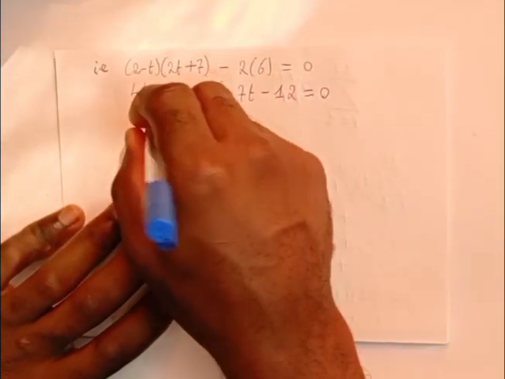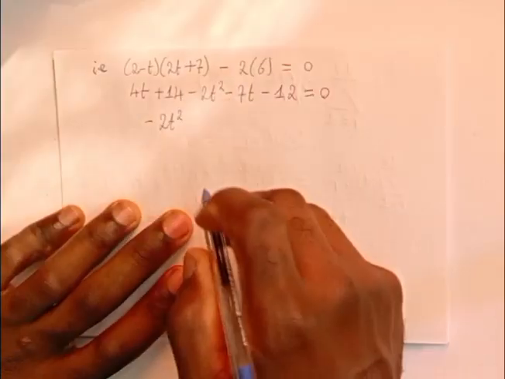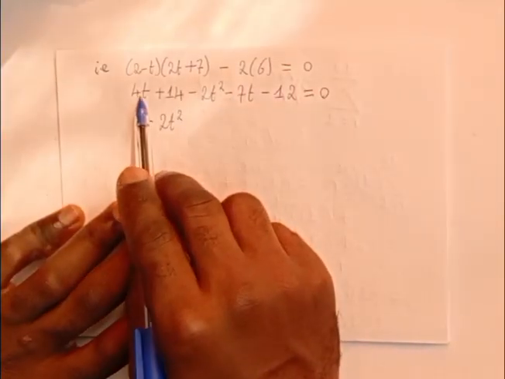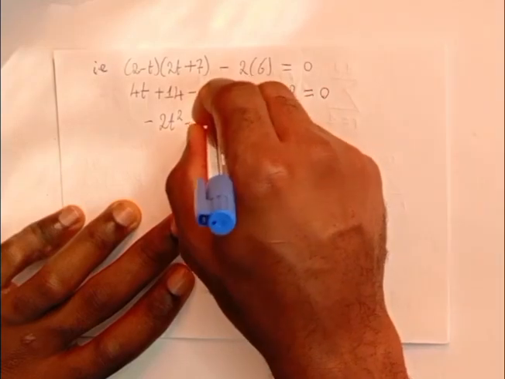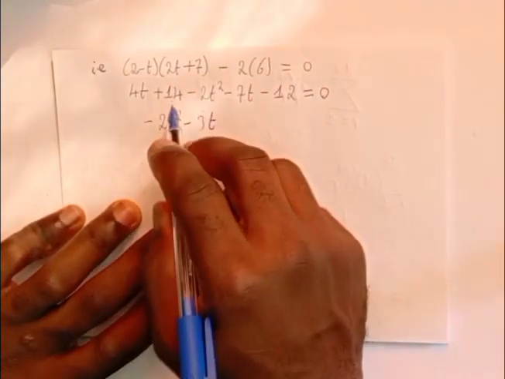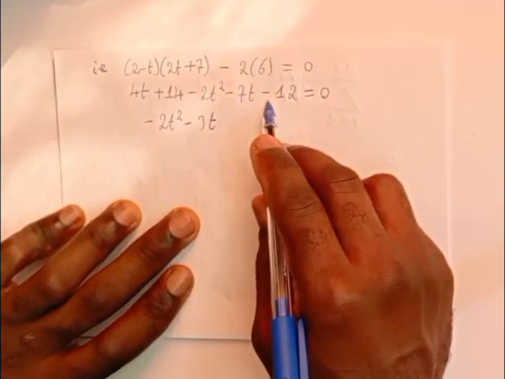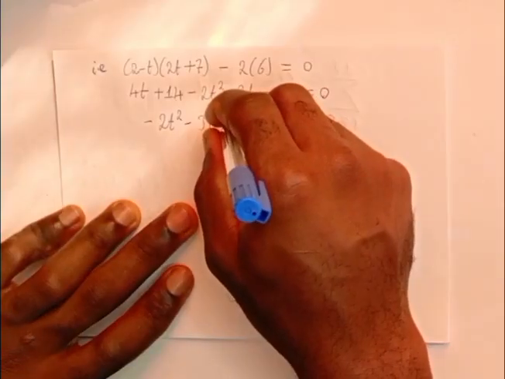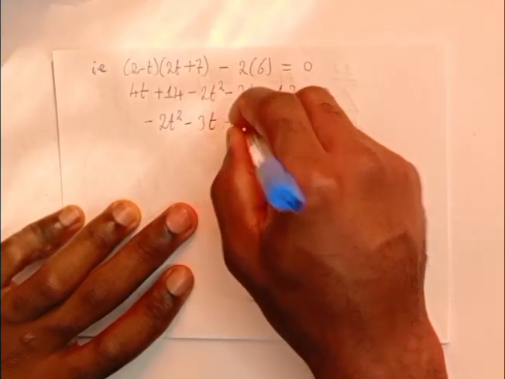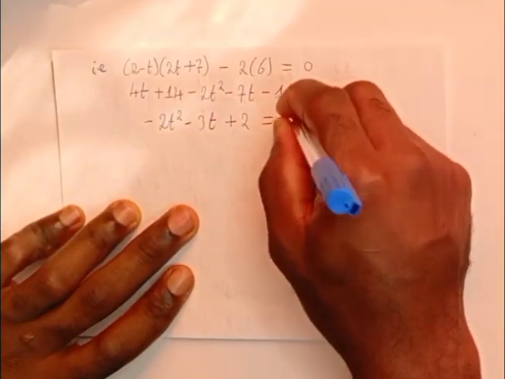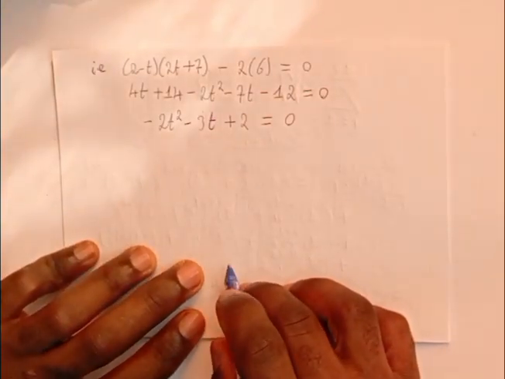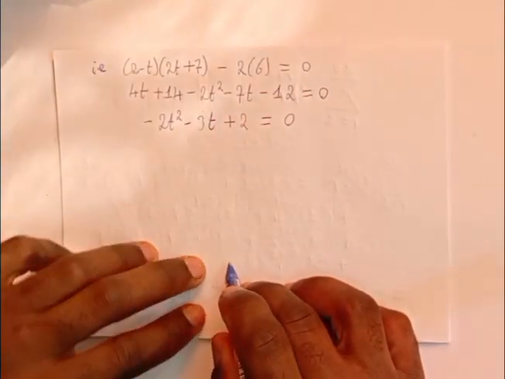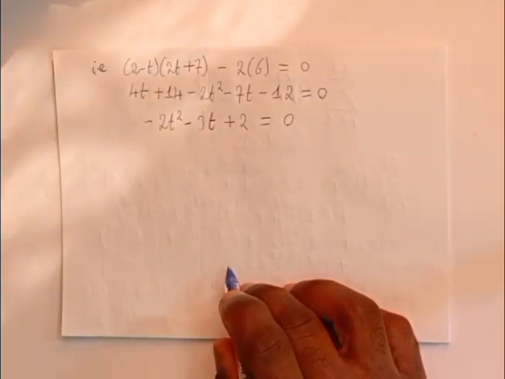This will give us negative 2t squared. 4t minus 7t gives us negative 3t. 14 minus 12 gives us 2. We equate this to 0. Next, we are going to make the coefficient of t squared positive. That is, we are going to multiply all through this equation by negative 1.